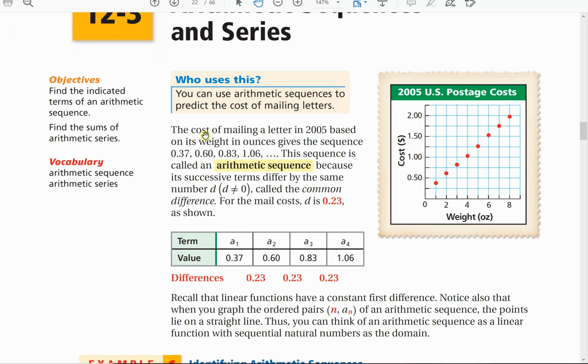And the example they have here in the textbook is the cost of mailing a letter in 2005, based on its weight in ounces, was the following: 37 cents, 60 cents, 83 cents, $1.06, and so on. Every ounce costs an additional 23 cents. So we're basically adding 23 every single time.